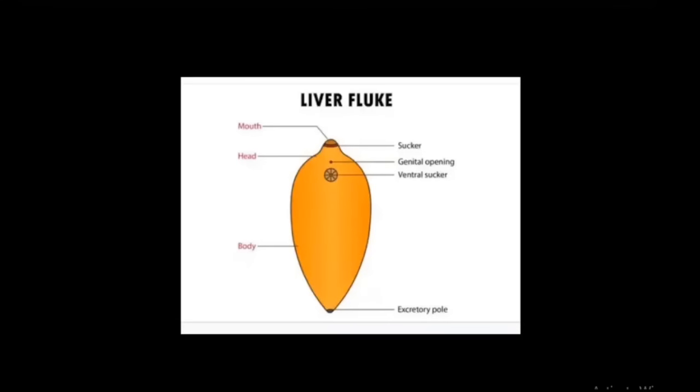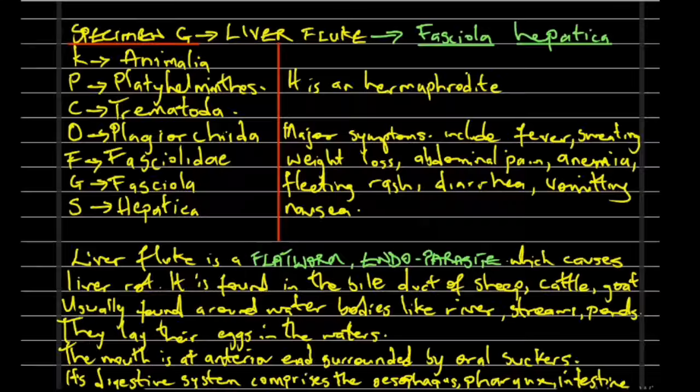Immediately we move over to the next specimen, which is going to be specimen H, and that is the tapeworm. Quickly let us see what tapeworm is about. Let's start with the classification of this particular specimen.